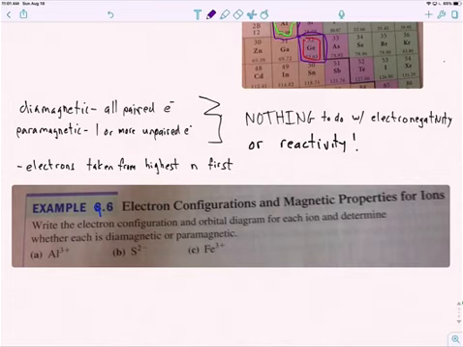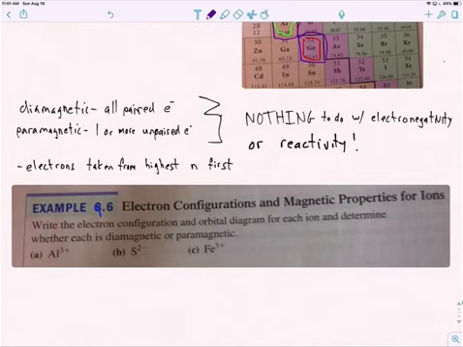So gold is paramagnetic. It is very unreactive. Fluorine is paramagnetic. It's extremely reactive. Calcium metal is diamagnetic. It's extremely reactive. Mercury is diamagnetic. It's very unreactive. So they have nothing to do with anything, just nothing to do with reactivity.